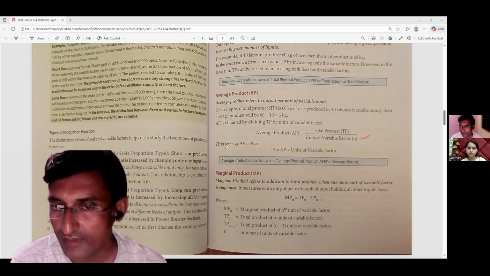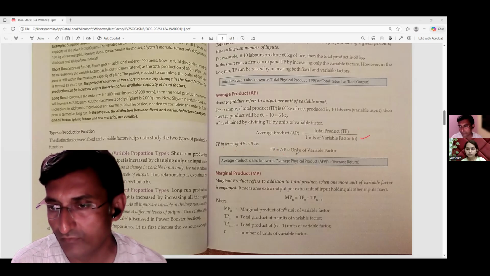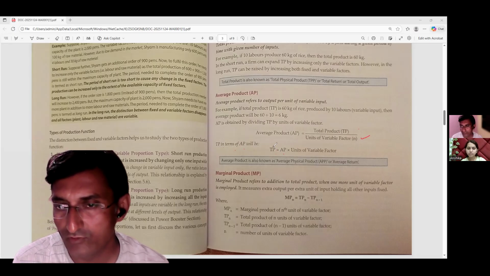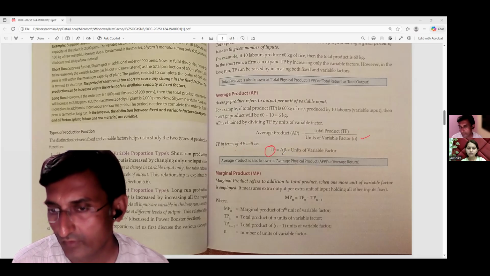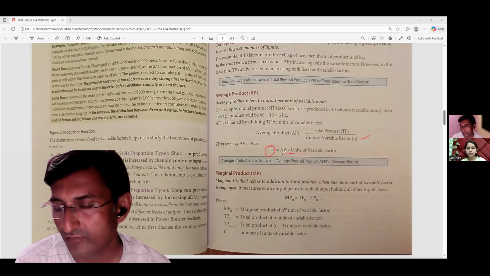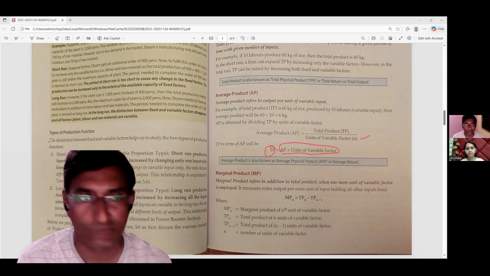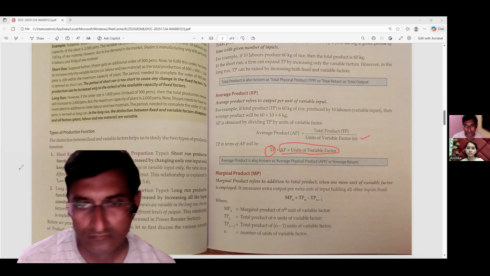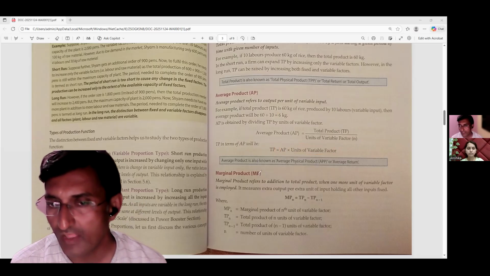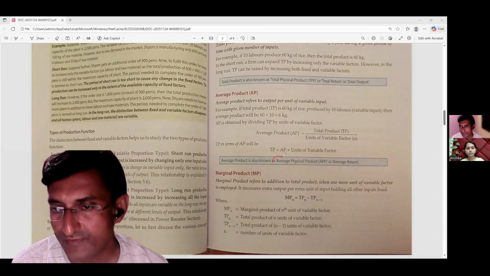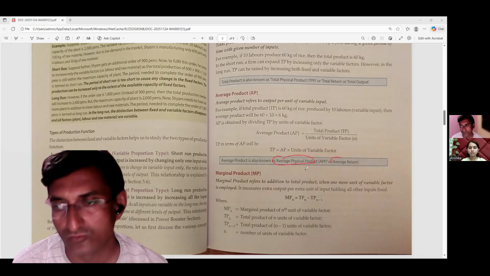Right? TP in terms of AP will be: TP is equal to AP into units of variable factor. How to find out TP? AP into units produced by the company. These are the simple formulas. Now, average product is also known as average physical product as well as average return.